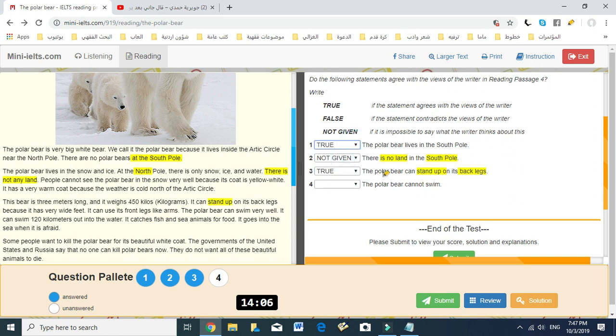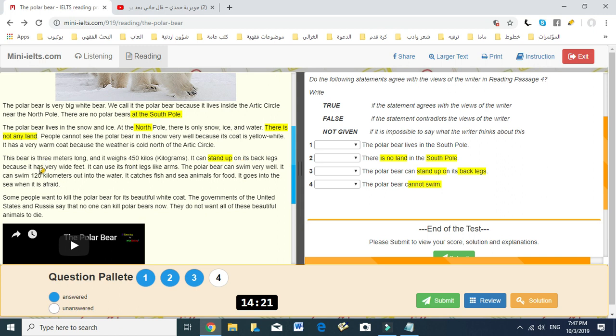Okay, let's move to the 4th question. The polar bear cannot swim. Oh my god, the answer disappeared. The polar bear cannot swim. Okay, let's see, it can use its front legs like arms. The polar bear can swim very well. So the information contradicts. Here he said cannot swim. Here he said can swim. So the answer would be false because it totally contradicts.